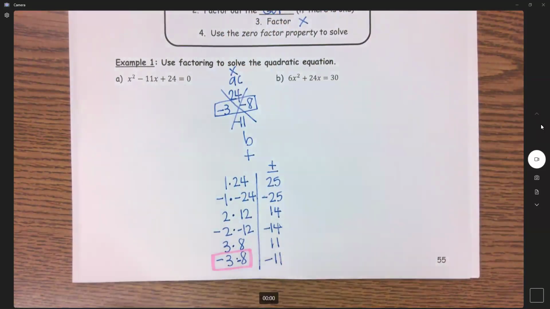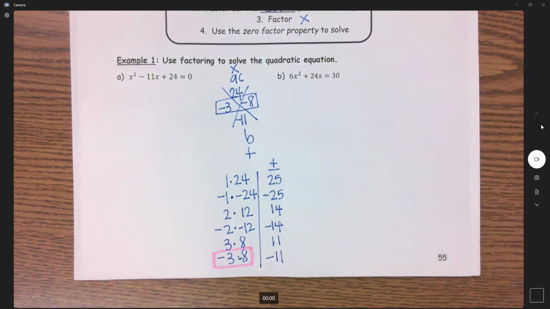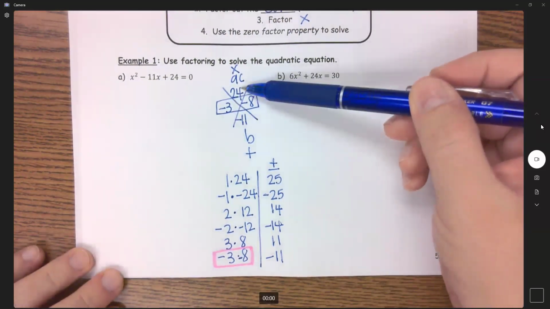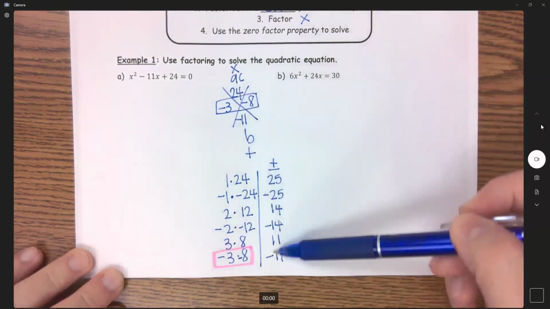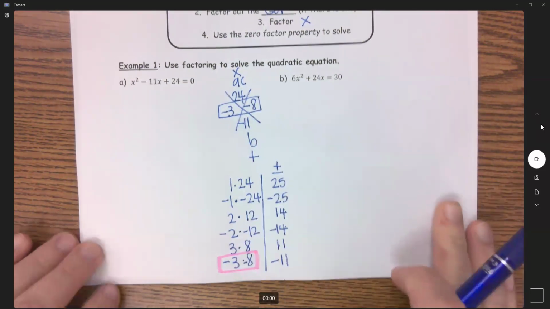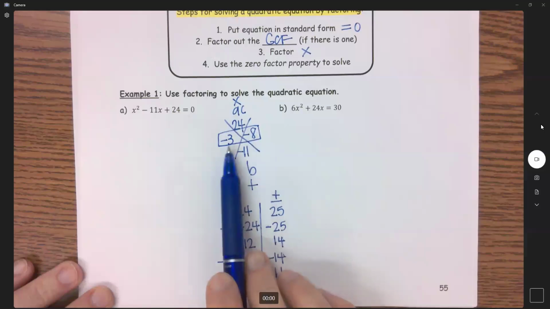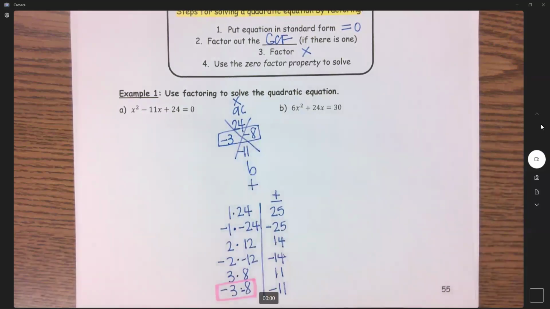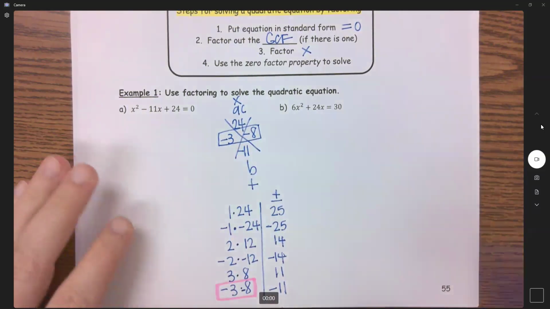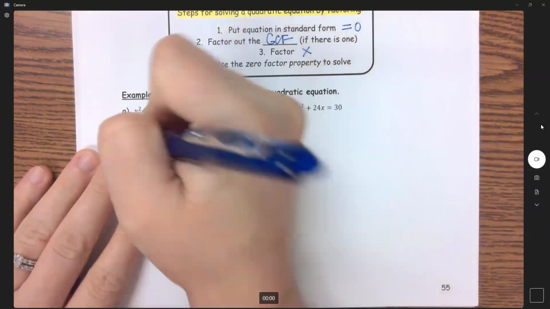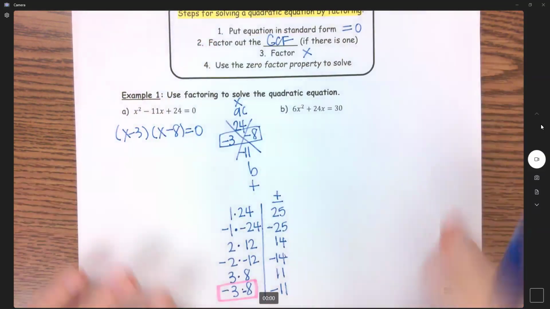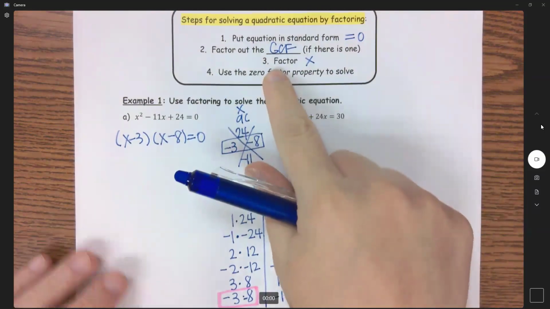If this one still didn't work, we'd have to keep going, and you can do 4 times 6 or -4 times -6. But if you cannot look at this and say what multiplies to this and adds up to this, you have to list out your multiples of your a times c and then figure out which one adds up to the b you need. So now that I have figured out what multiplies to my a times c but adds up to my b, now I can factor this. This would be x minus 3 times x minus 8. So now I have factored.